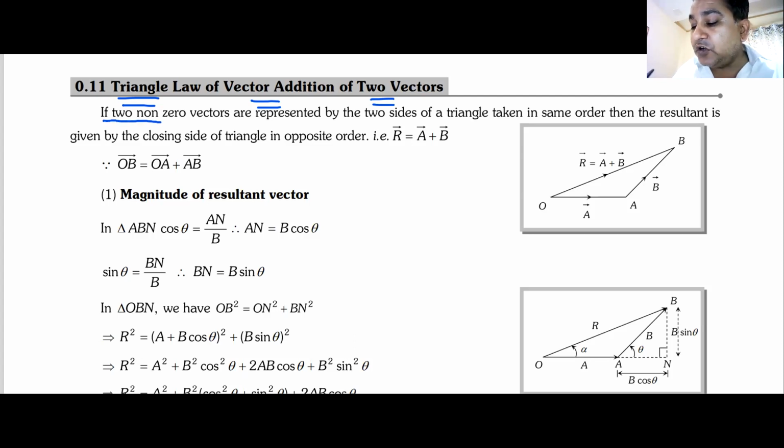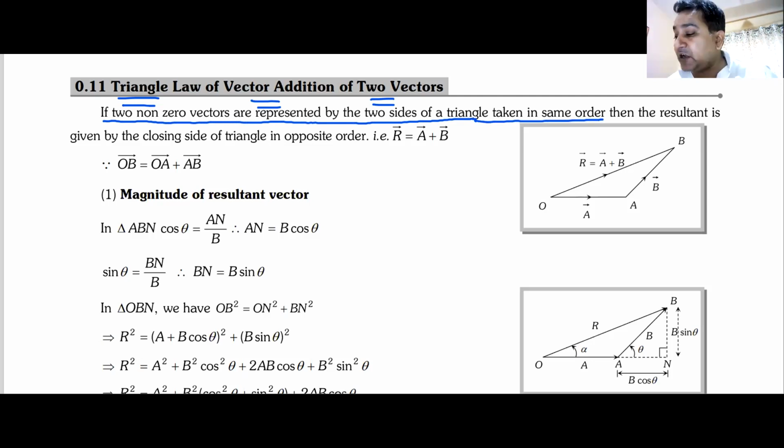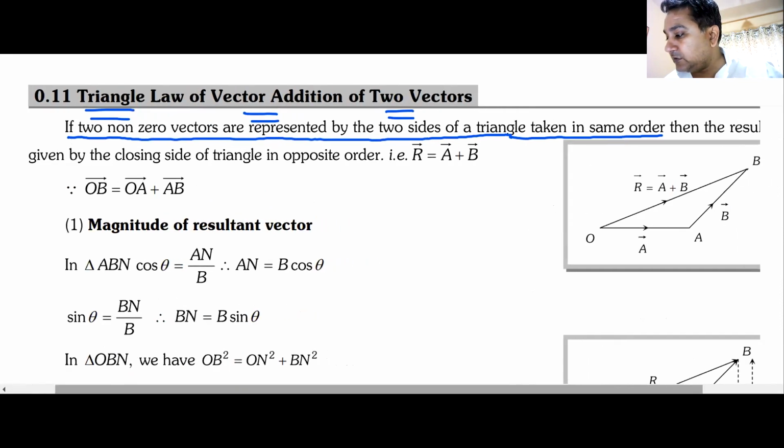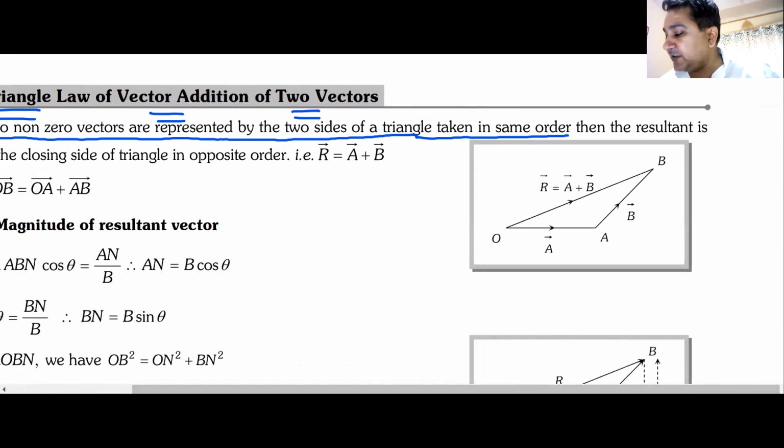If two non-zero vectors are represented by two sides of a triangle taken in the same order. Now look here. I'll magnify it a bit. I hope it is now bigger on your screen. Now look at this side OA. Can everyone see the side OA, which is one side of the triangle? Yes, we can see that.